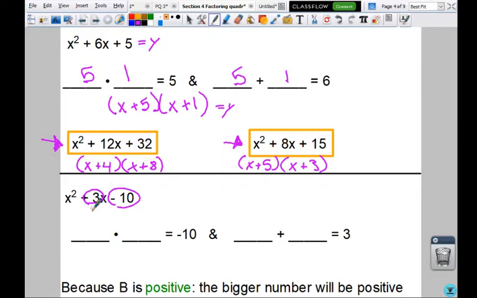If I'm multiplying and I get a negative, what do I know about at least one number? If I multiply and get a negative, one of them is negative. We have at least one negative in here, so one of these numbers is going to have to be negative. And I'll give you a hint: because they add up to a positive, my bigger number will be positive.